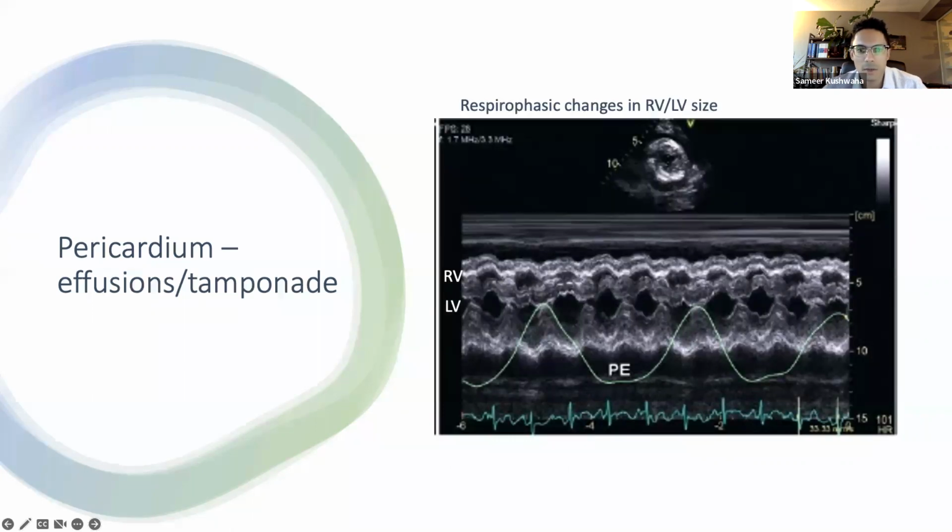So on inspiration, which is when that green line is peaking, we see that the RV preload increases, RV afterload decreases, and this causes the septum to deviate from the right towards the left ventricle. We see the left ventricular size decrease and the right ventricular size increase. On expiration, we see the opposite, where there's decreased right ventricular filling, RV size becomes smaller, the septum deviates back to the right, and the left ventricle size increases.